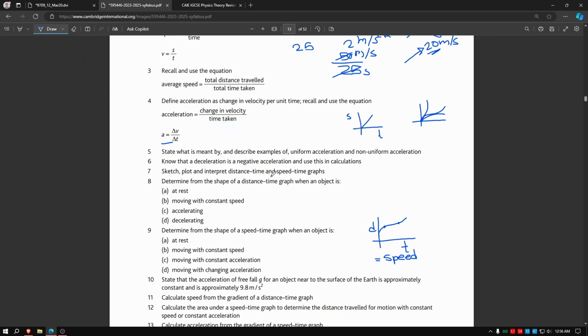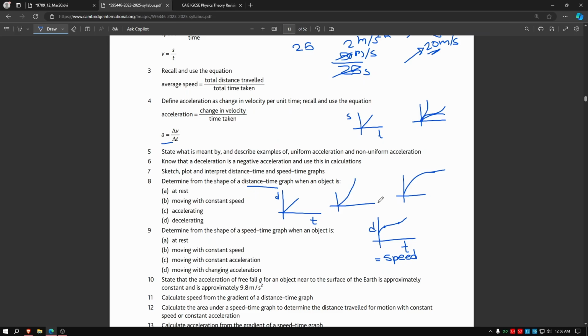On a distance-time graph, what happens when moving with constant speed? The distance increases in a straight line. Accelerating means the car's line will go upwards and upwards. Decelerating, the line will go upwards, but the gradient will decrease, gradient decreasing until it flattens at speed zero.